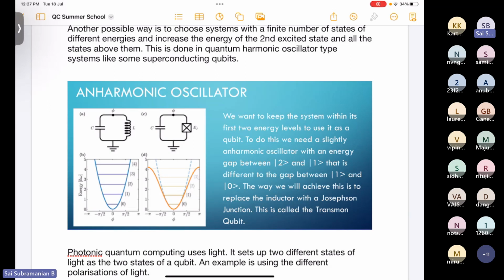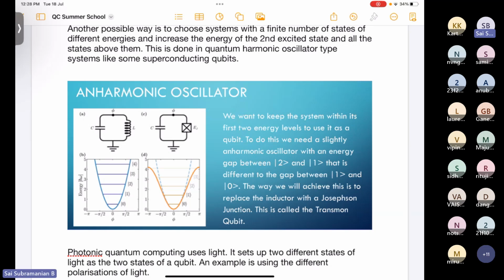So in a lot of different areas, you will find systems that are approximated as an anharmonic oscillator. One common example is a superconducting qubit. This is one of the most famous ways that people are trying to build quantum computers using superconductivity. And the way that is done is using something called a Josephson junction.